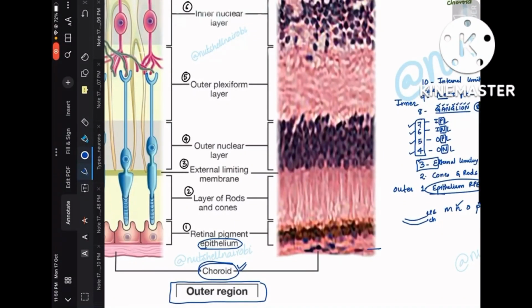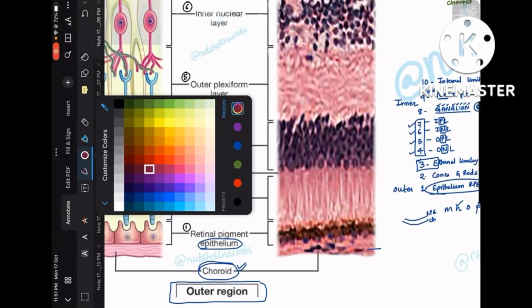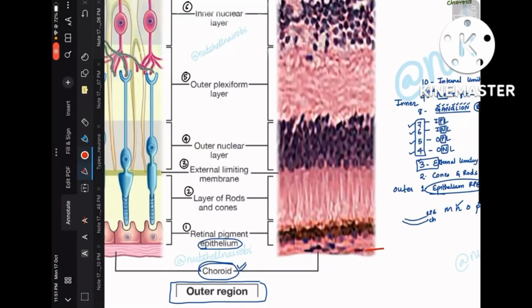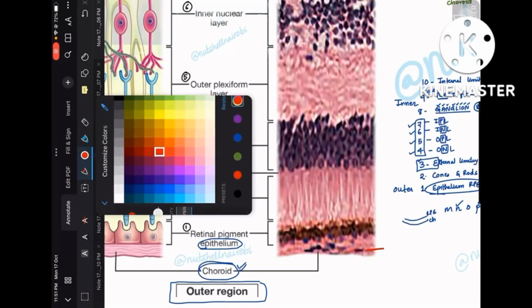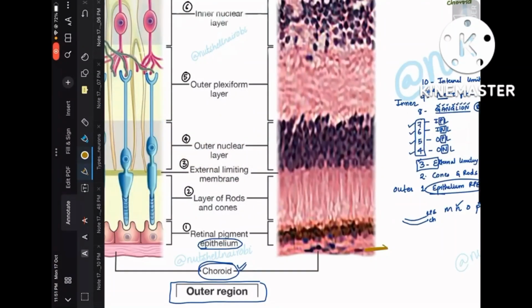So this layer here in the histology is the choroid, right? Let me label it with another color for you so that at the end of the video it will be in a neat manner for you to understand. So I'll label it with red. Okay, so see this, that is like out of contrast. Sorry guys. This layer is the choroid for you.